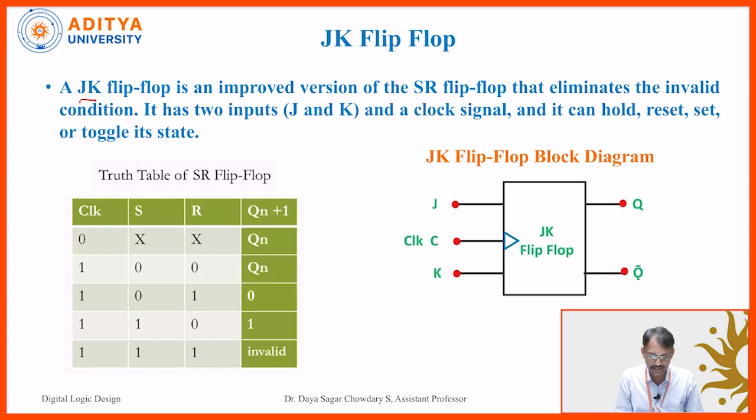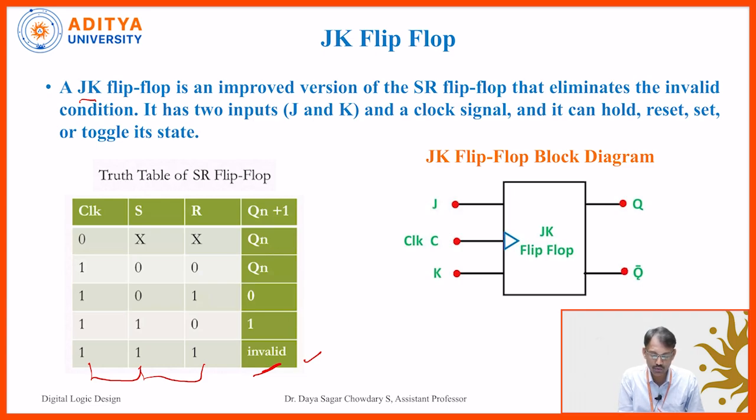If we consider this SR flip-flop truth table, or characteristic table, in the last row, S equal to 1 and R equal to 1, that means the set condition is 1 and the reset condition is 1. In an SR flip-flop, whatever the next state is, that is an invalid condition. In order to eliminate this invalid condition, we use the JK flip-flop, an improved version of the SR flip-flop.